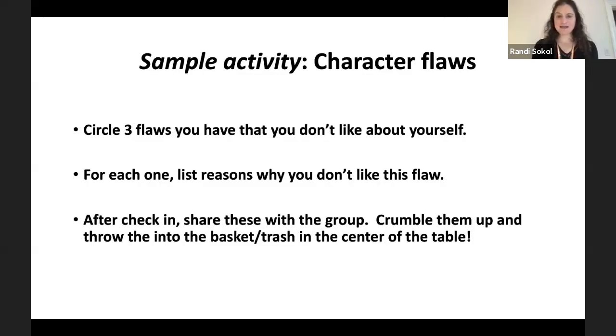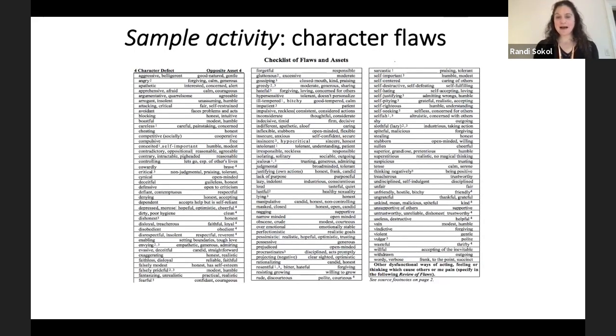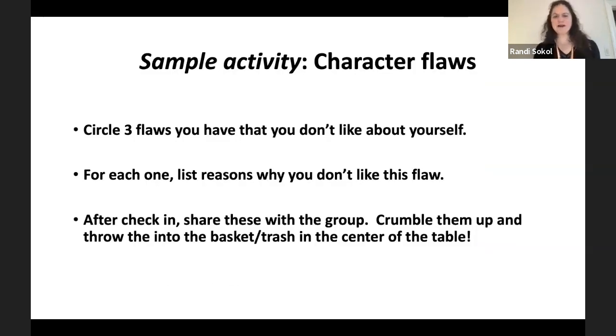This is just a sample activity we did to give you a sense. We passed out a sheet on character flaws, and we asked them, circle 3 flaws you have that you don't like about yourself.